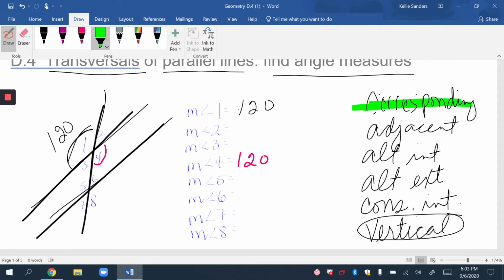Now let's do corresponding. Which angle corresponds to angle 1? Angle 5. If you have corresponding angles, then you have congruent angles. So if angle 1 is 120, then angle 5 is 120.